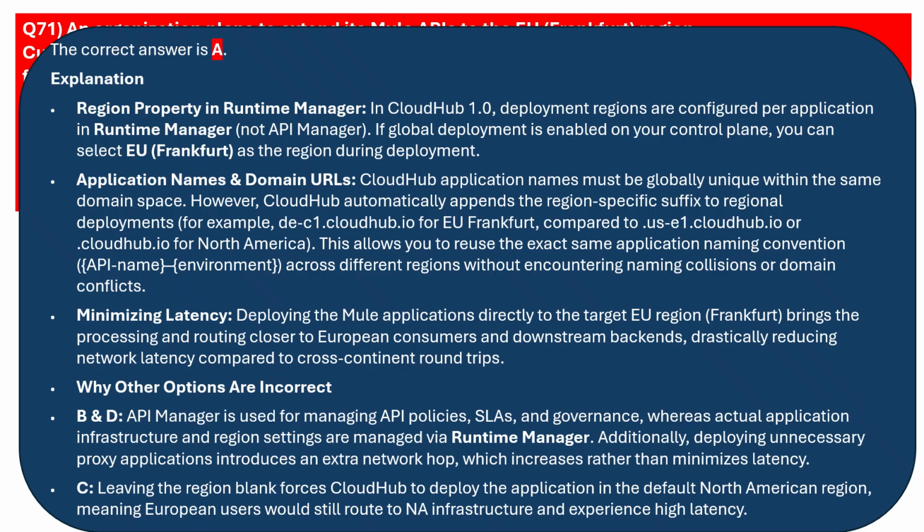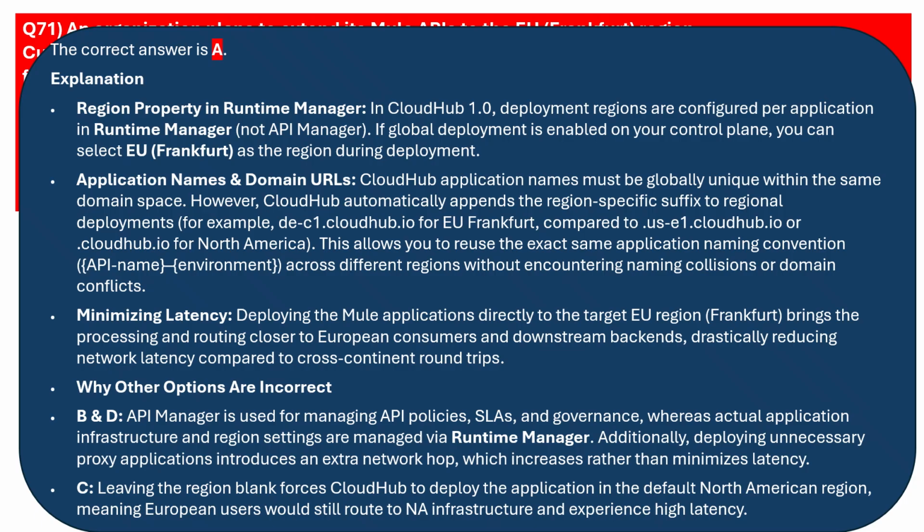The correct answer is A. Explanation. Region property in Runtime Manager. In CloudHub 1.0, deployment regions are configured per application in Runtime Manager, not API Manager. If global deployment is enabled on your control plane, you can select EU Frankfurt as a region during deployment.